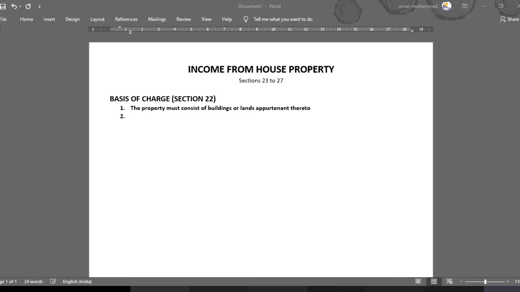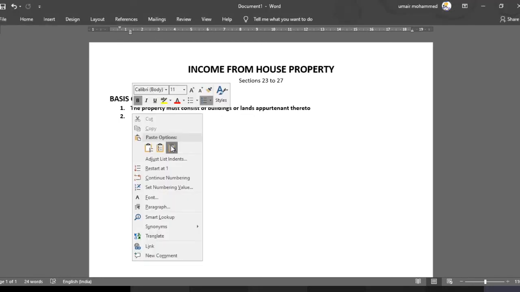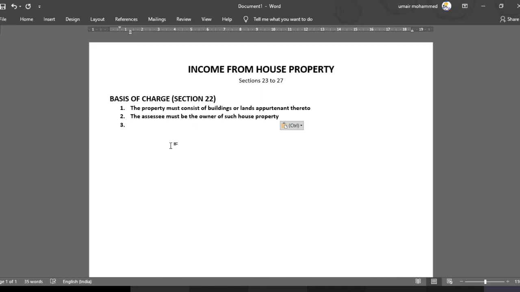Now, the second important condition, which will again answer some of the questions which I had raised: the assessee should be the owner of the land. Pertaining to this, I had asked you two questions.